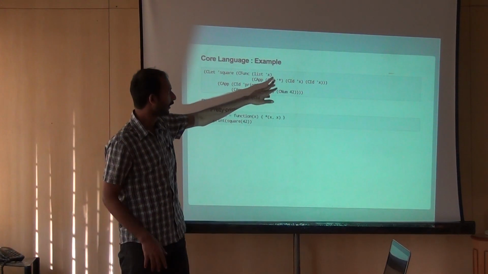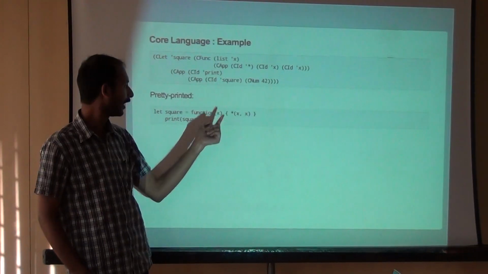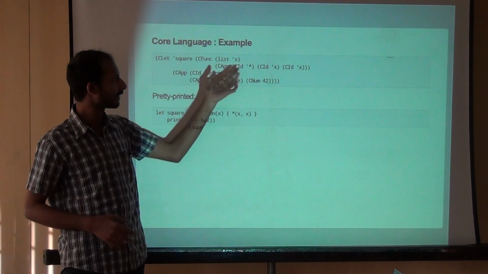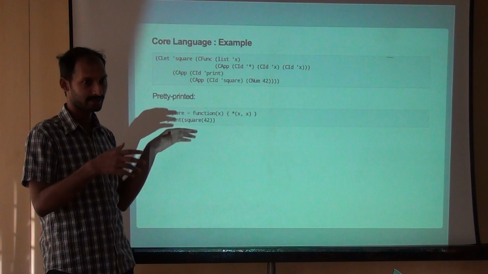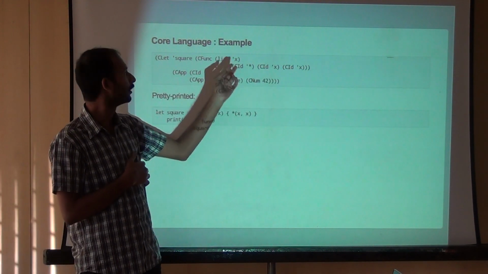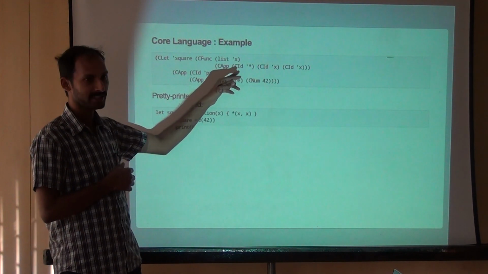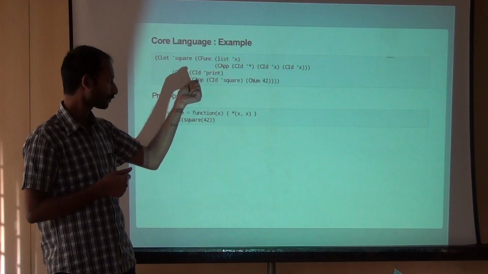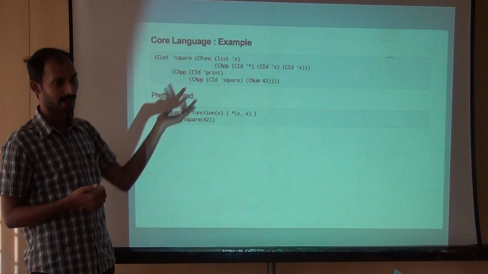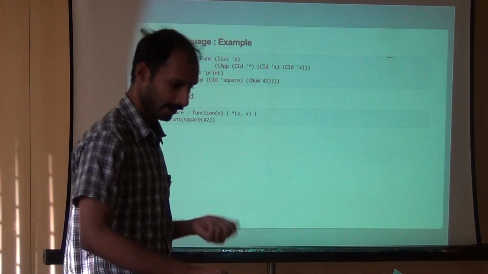Just like I'm saying, get me the value of x and get me the value of star, and then apply that. So C app takes three things. C app is basically defining code. It has three parameters: the function to apply and two arguments. The first argument is the function itself. So I'm saying get me the function by name star.